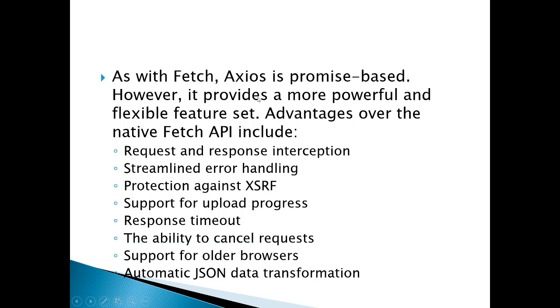As with Fetch, Axios is promise based, however, it provides a more powerful and flexible feature set. Advantages over the native Fetch API include request and response interceptors, streamlined error handling, protection against XSRF, support for upload progress, response timeout, the ability to cancel requests, support for older browsers, and automatic JSON data transformation. These are all the advantages which an Axios request has over the normal fetch method.